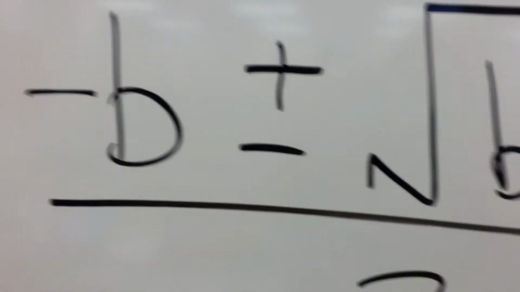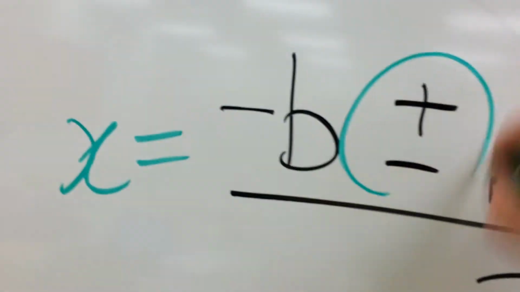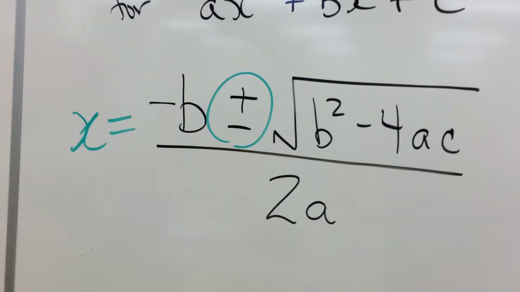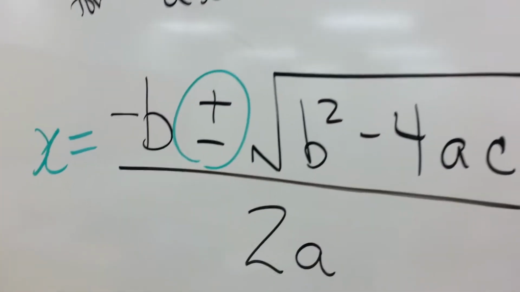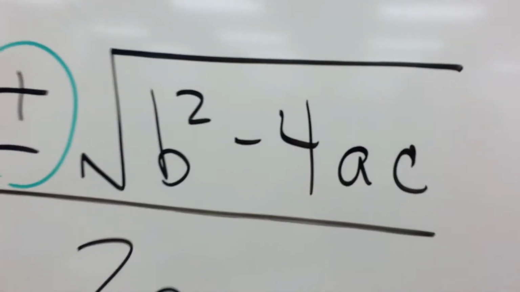Oh, and I missed my x equals at the beginning. Let me just add that right now. X equals this thing. And notice there's a plus minus in the middle there, which means that we actually get two answers out of this, maybe, depending on what happens with this stuff under the square root sign. So you put that all in and you've got sort of three things that could happen.